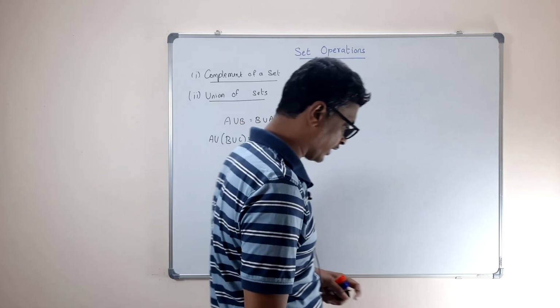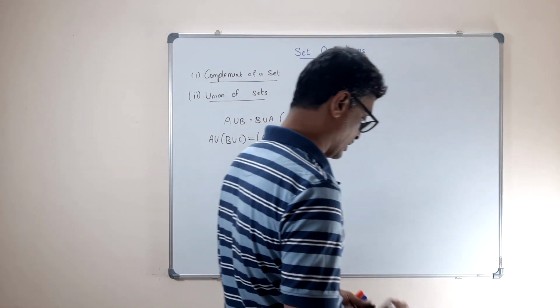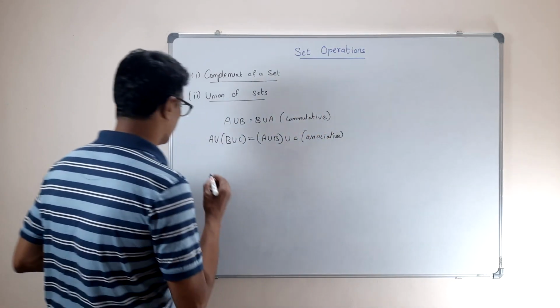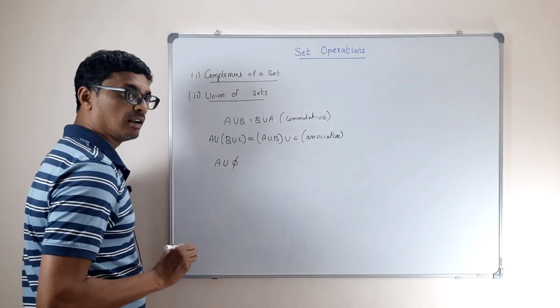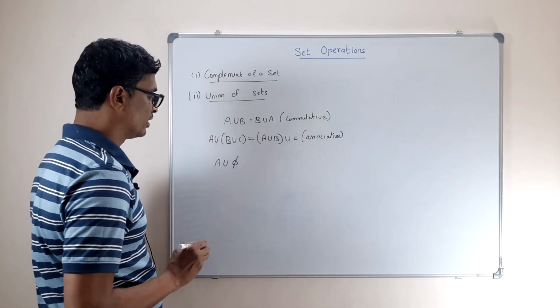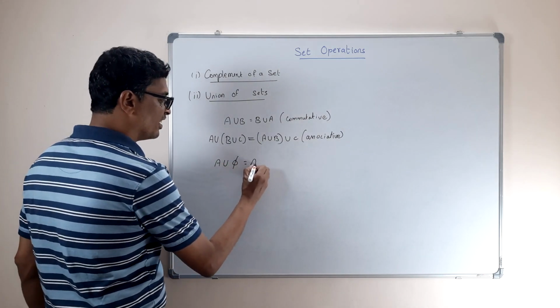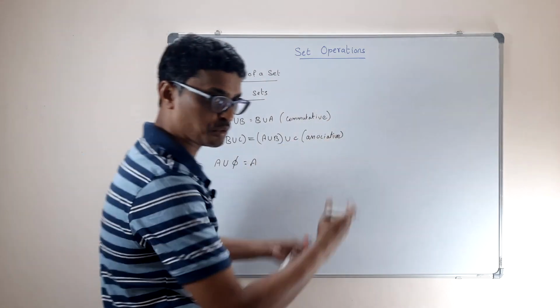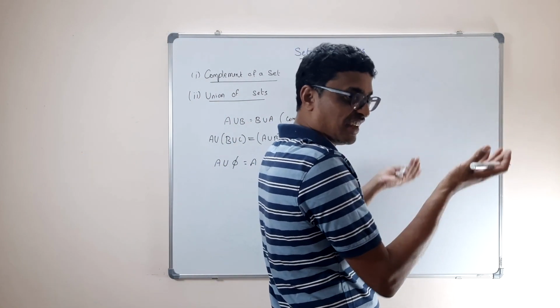The next one is identity. That is interesting. Can you tell me what is A union of a null set or empty set? It will be A, correct. It's simple to prove. You can draw the Venn diagram, and you can see A union of a null set will always be A only.